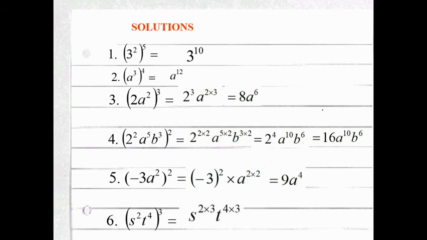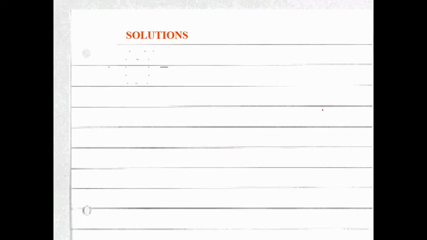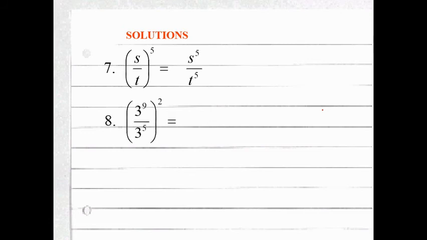The 3 is distributed to both the s and the t, and then multiplied by the exponents they already had. So we get s to the 6th, t to the 12th. All right, now we have a quotient. What's going to happen here? That's right, we get s to the 5th over t to the 5th.